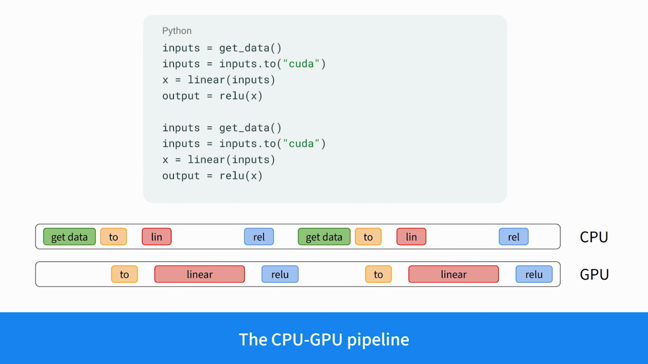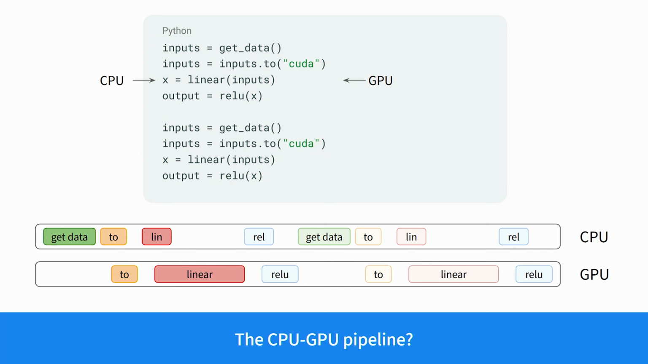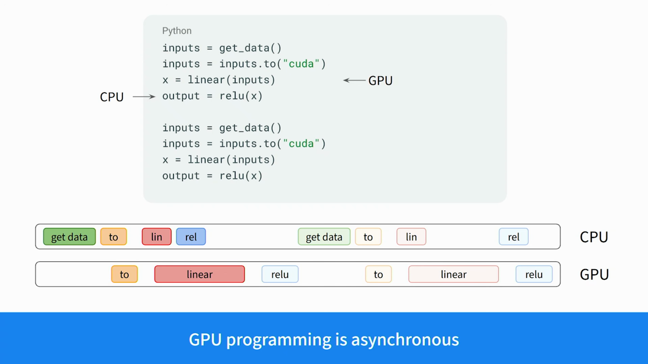Fortunately, I just lied to you. This is not how PyTorch works. What happens is there's this pipeline. So the GPU and the CPU are executing at different times. So going back to our linear layer, the CPU tells the GPU, please launch this operation. And then the CPU can just continue executing while the GPU runs that operation asynchronously.